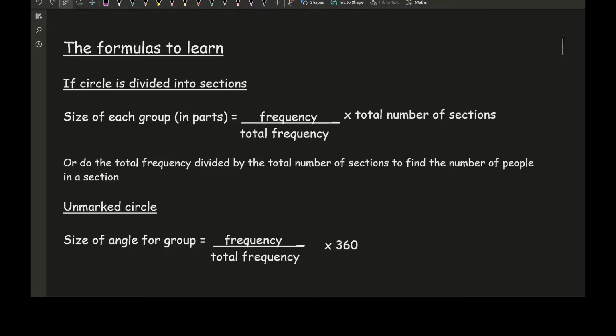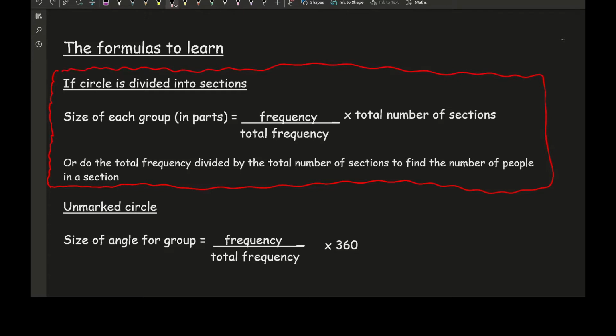So one will be easier, where the circle's been drawn for you and it's already pre-split into certain parts. If that is the case, then we need to use the following formula. The size of each group in parts will be the frequency divided by the total frequency, multiplied by the total number of sections. Or alternately, you could do the total frequency divided by the total number of sections and then use that to find the number of people in each section.